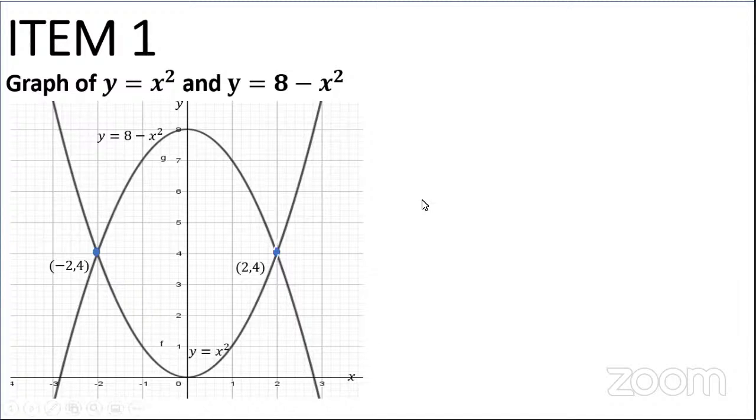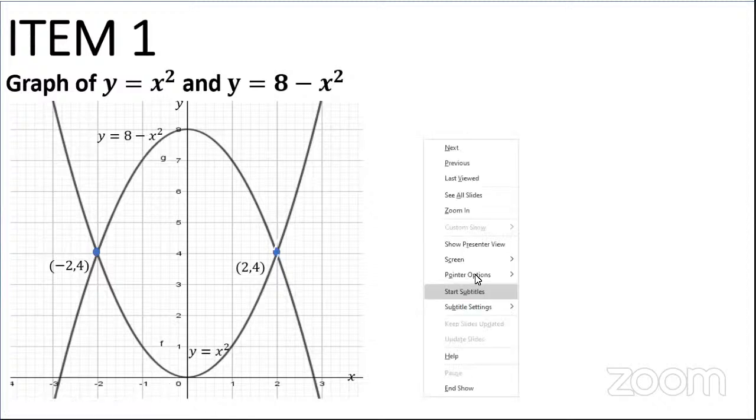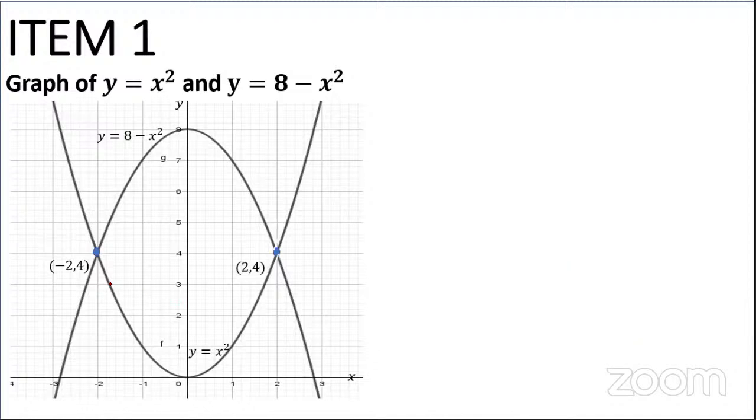If we use horizontal strips para ma-approximate itong area, ano mapapansin natin? If we move downward, yung area natin is bounded by x squared, tama? Pero upon passing through this line, sorry, hindi straight. If you move upward, magbabago na yung ating bounds.